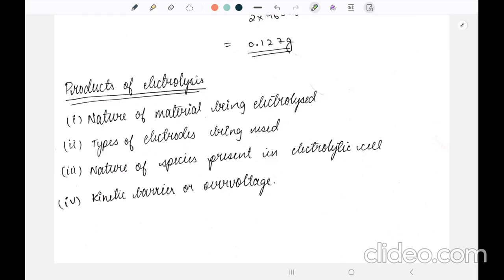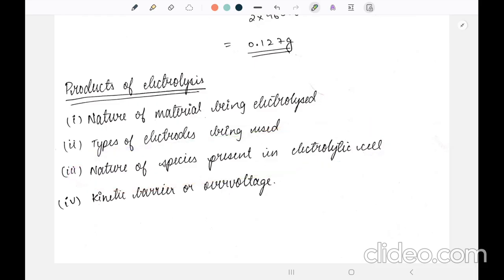So if the electrode is reactive, then it participates in the electrode reactions. Hence, according to the electrode we use, the electrolysis products of the same electrolyte may vary, and also according to the nature of species present in the electrolytic cells.